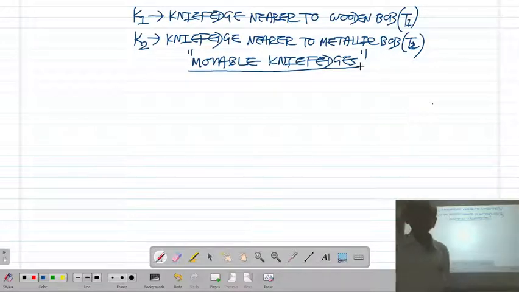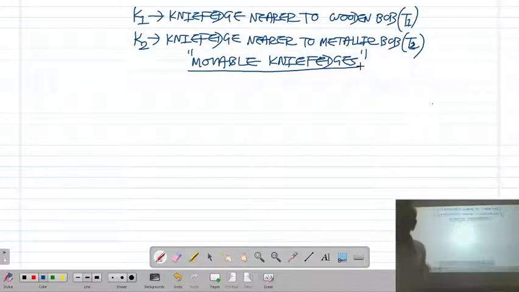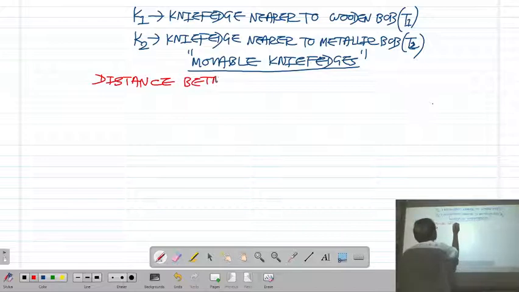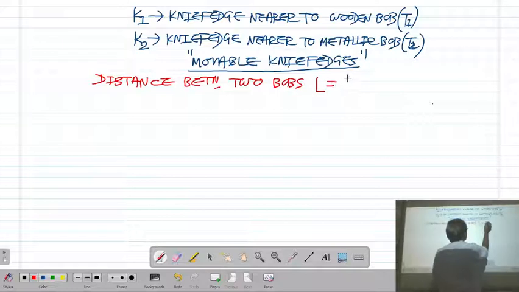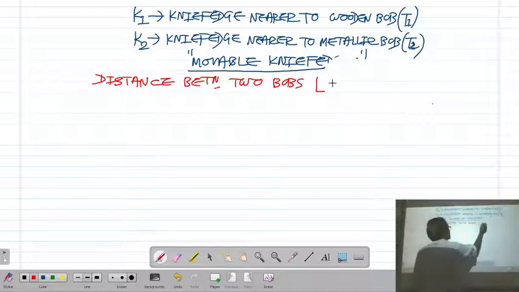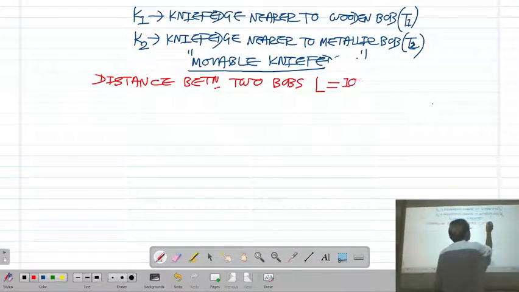So what do we do first? We keep the distance between the two bobs constant, and we will move the position of the knife edges. So first of all, we keep the distance between the two bobs, L, equal to 100 centimeter.